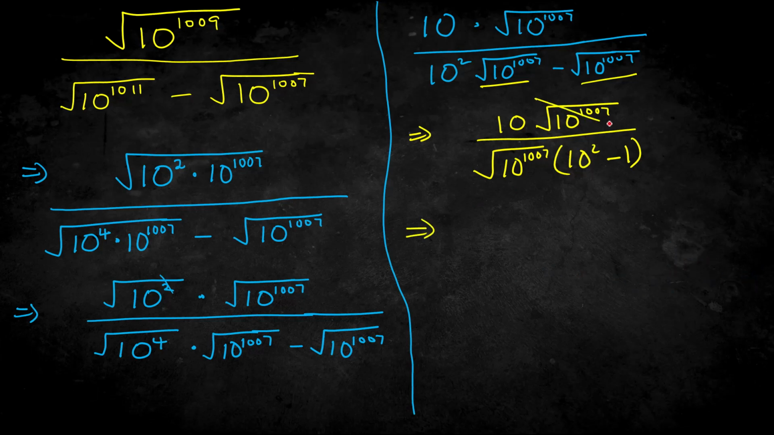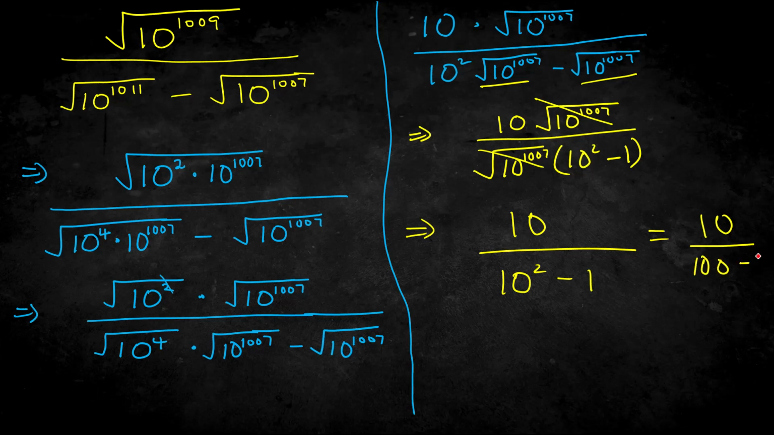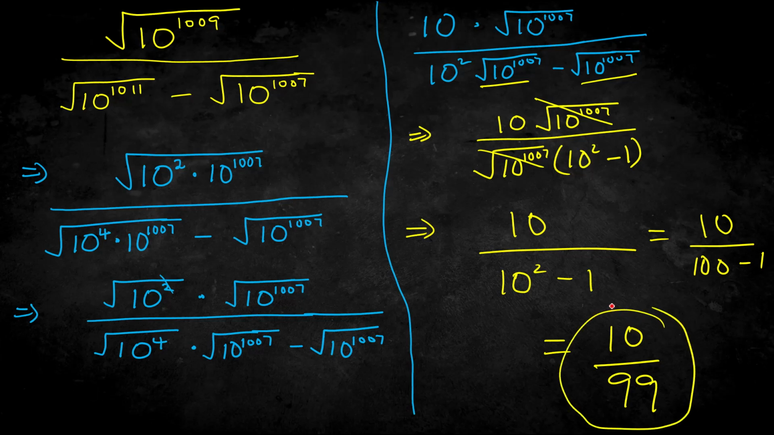So this one will cancel this. Okay. I will leave it 10 over 10 squared minus 1. So we have 10 over 10 squared is 100 minus 1. Therefore, 10 over 99 as the final answer. All right.